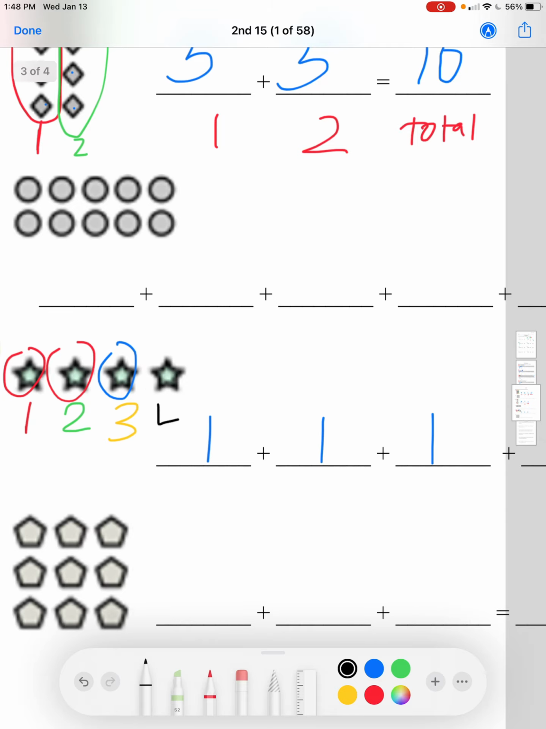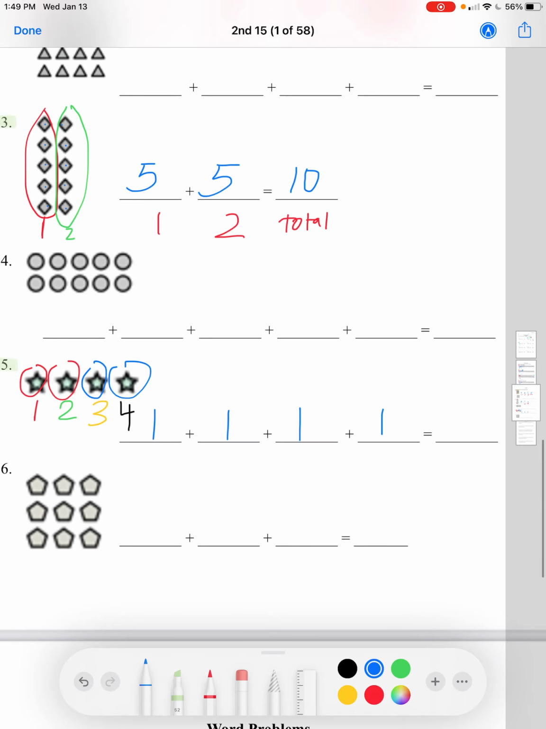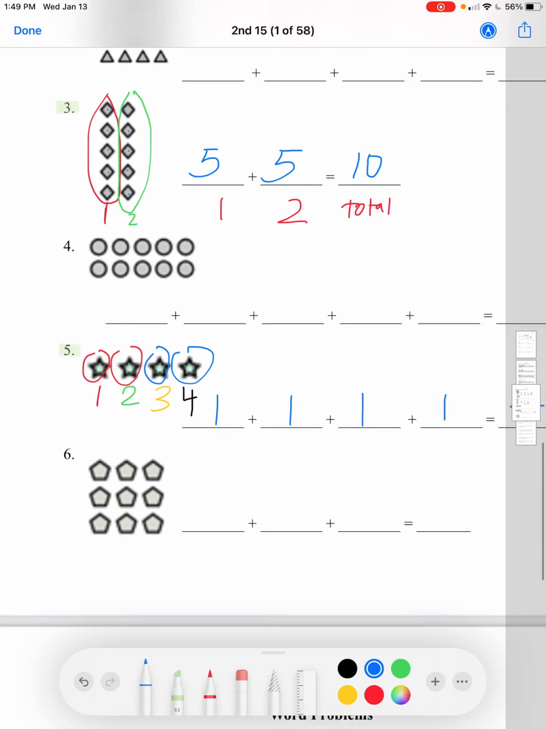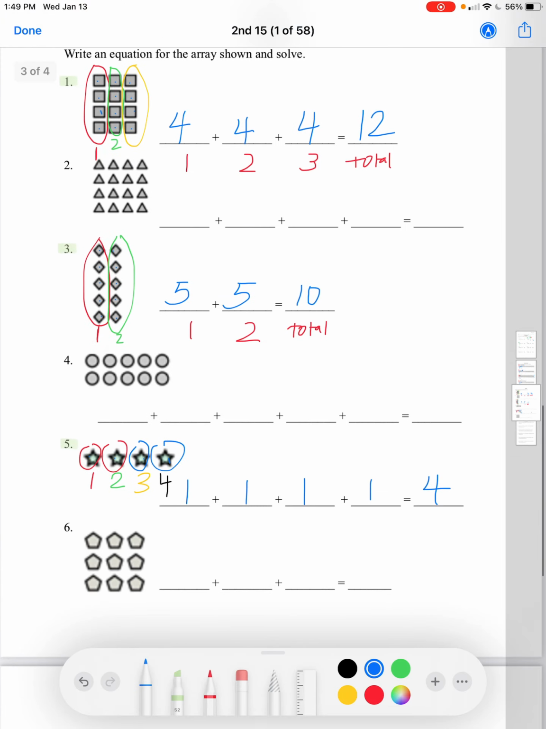Oops. Column 4 has 1 star. So 1 plus 1 plus 1 plus 1 equals 4. If you count, we have 1, 2, 3, 4 stars. So that's how you make an equation using the arrays.